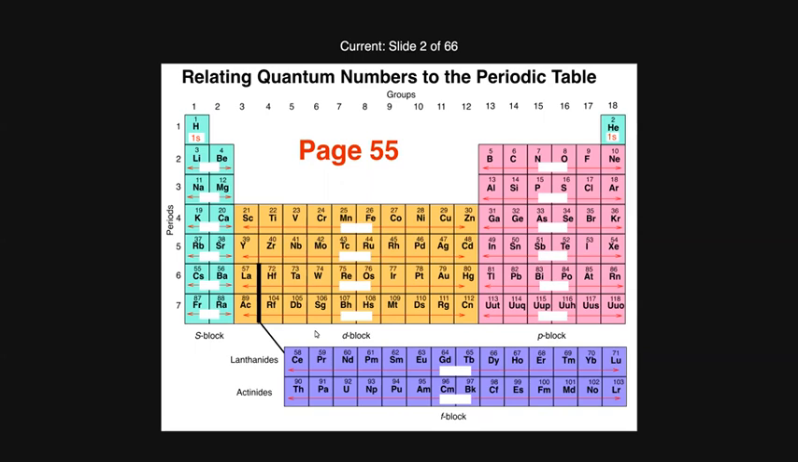Okay, so the quantum numbers that we learned before are n, l, m sub l, and m sub s, right? The n is called the principal quantum number, l would be the angular momentum quantum number, m sub l would be the magnetic quantum number, and m sub s would be the spin quantum number.